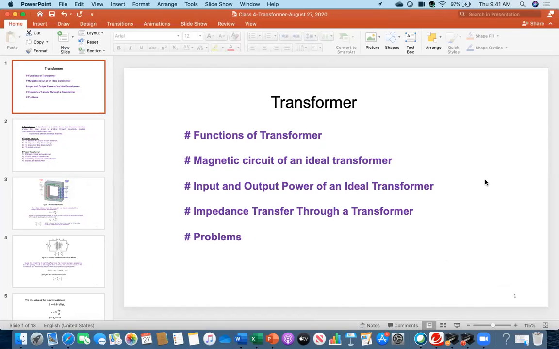Can you see my screen? Like transformer? Yes. Yes. Okay, thank you.